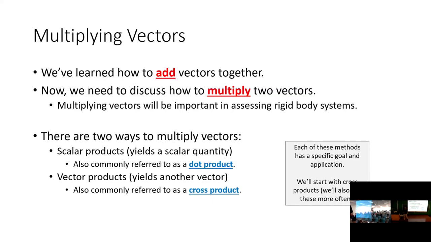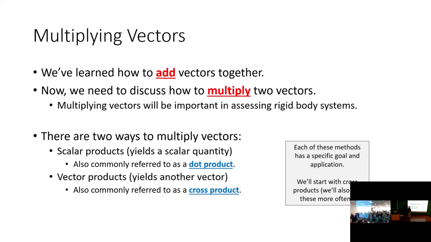If you take two vectors, A and B, and you dot them, you get a number. But if you take vector A and vector B and you cross them, you get another vector, okay? Now, what we're going to find in this course, well, let me say this generally. Each of these products has specific goals, specific applications.